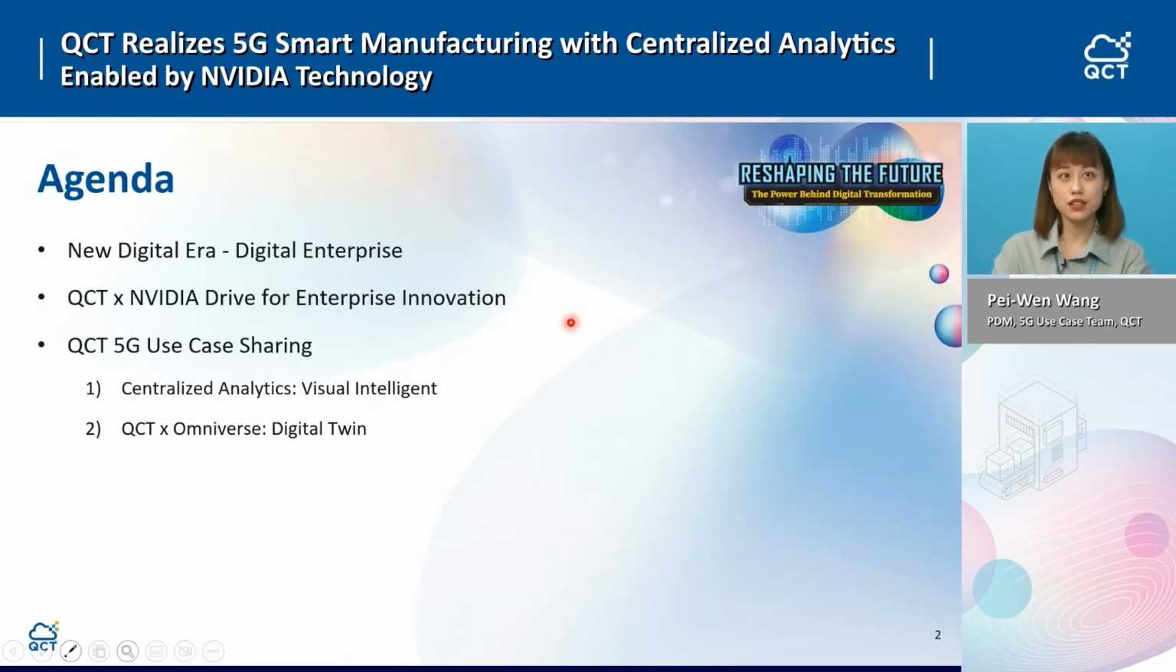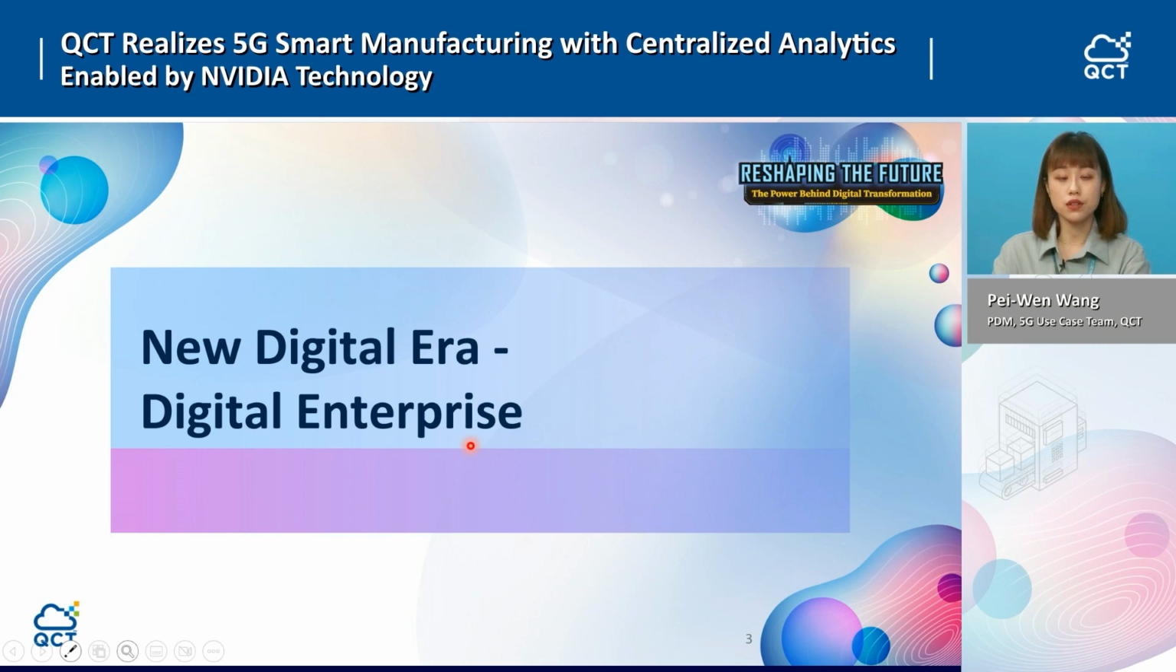And here's the agenda for today's sharing. First, we will be introducing the new digital era and what's a digital enterprise. And the second part is how QCT and NVIDIA drive for enterprise innovation. And last but not the least, we'd like to share QCT 5G use cases. So one is visual intelligence use cases enabled by QCT 5G and NVIDIA technology. And the other is how QCT builds digital twins by NVIDIA Omniverse platform.